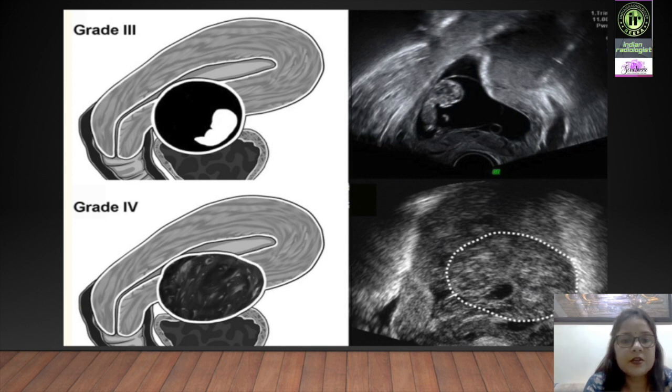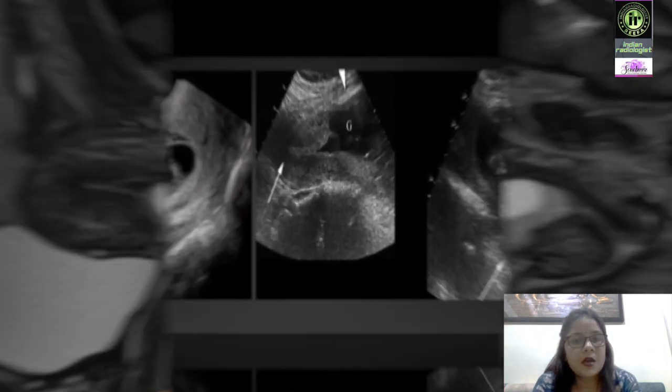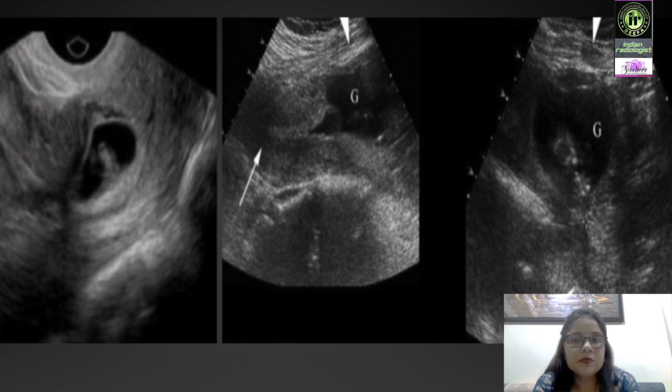And grade 4 is like an amorphous tumor. Here also we can see it is like an amorphous tumor. This is the MR image of the same. Again, we can see this is grade 2. This is also grade 2. See how thinned out the anterior myometrium is.